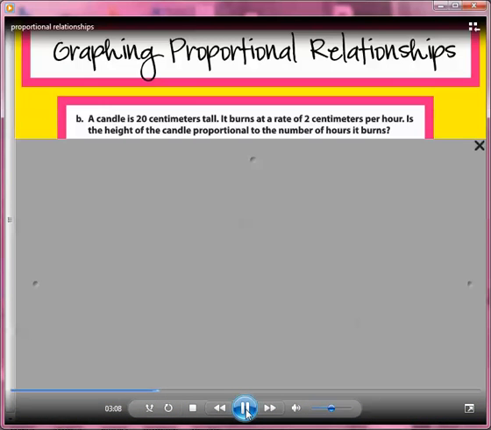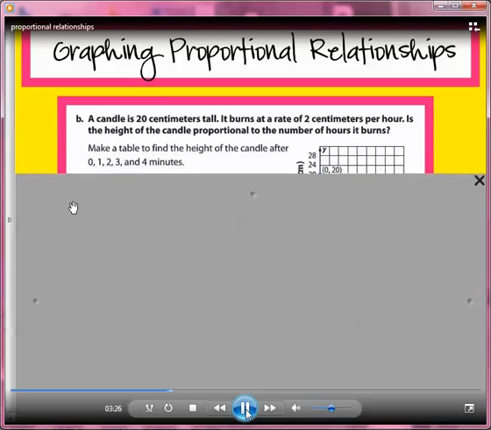So let's look at this one. A candle is 20 centimeters tall. It burns at a rate of 2 centimeters per hour. Is the candle's height proportionate to the number of hours that it burns? Go ahead and think about this one. Make a table and make a graph, and I'll be back in just a second to show you what I did. Okay, so the first step is to make a table.